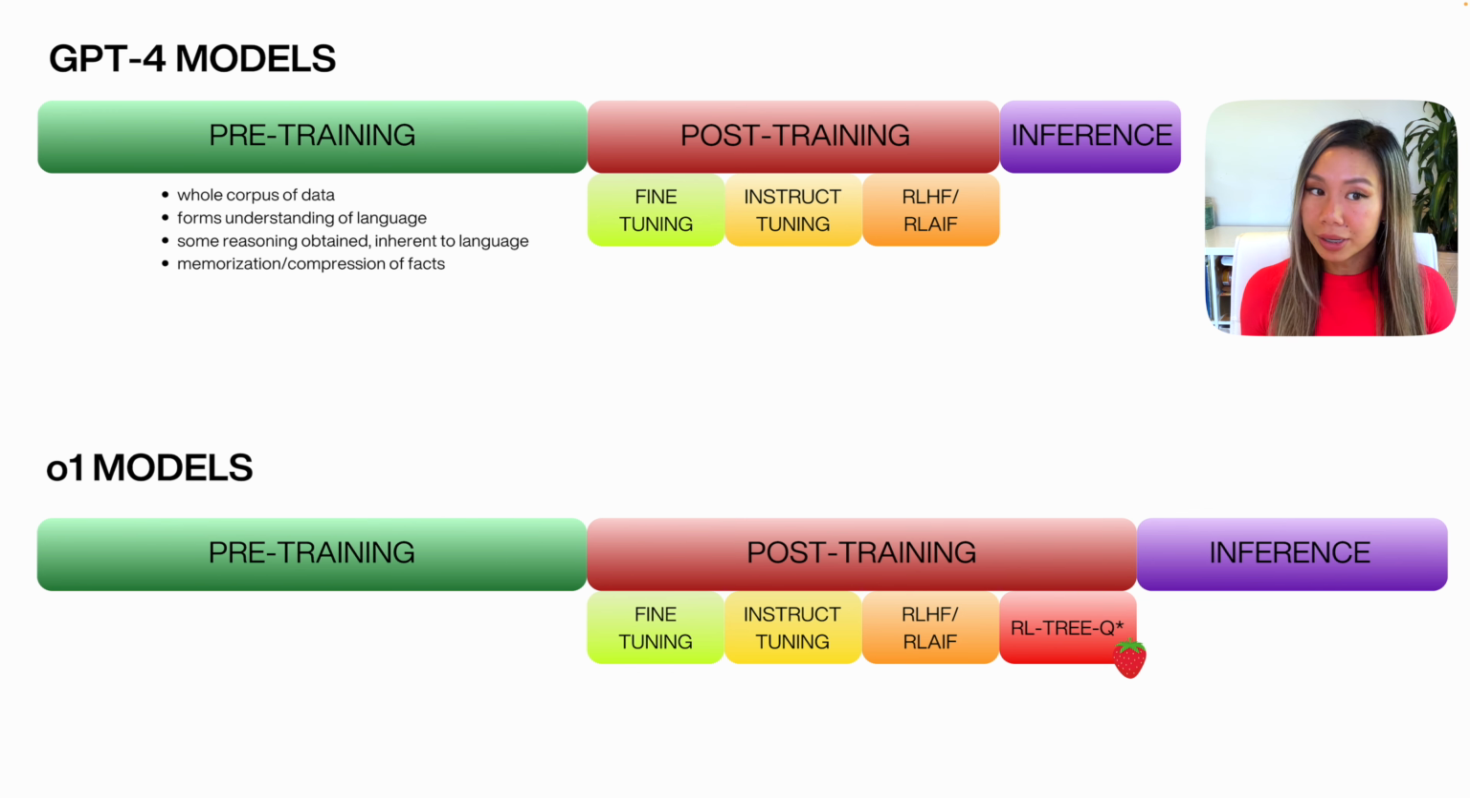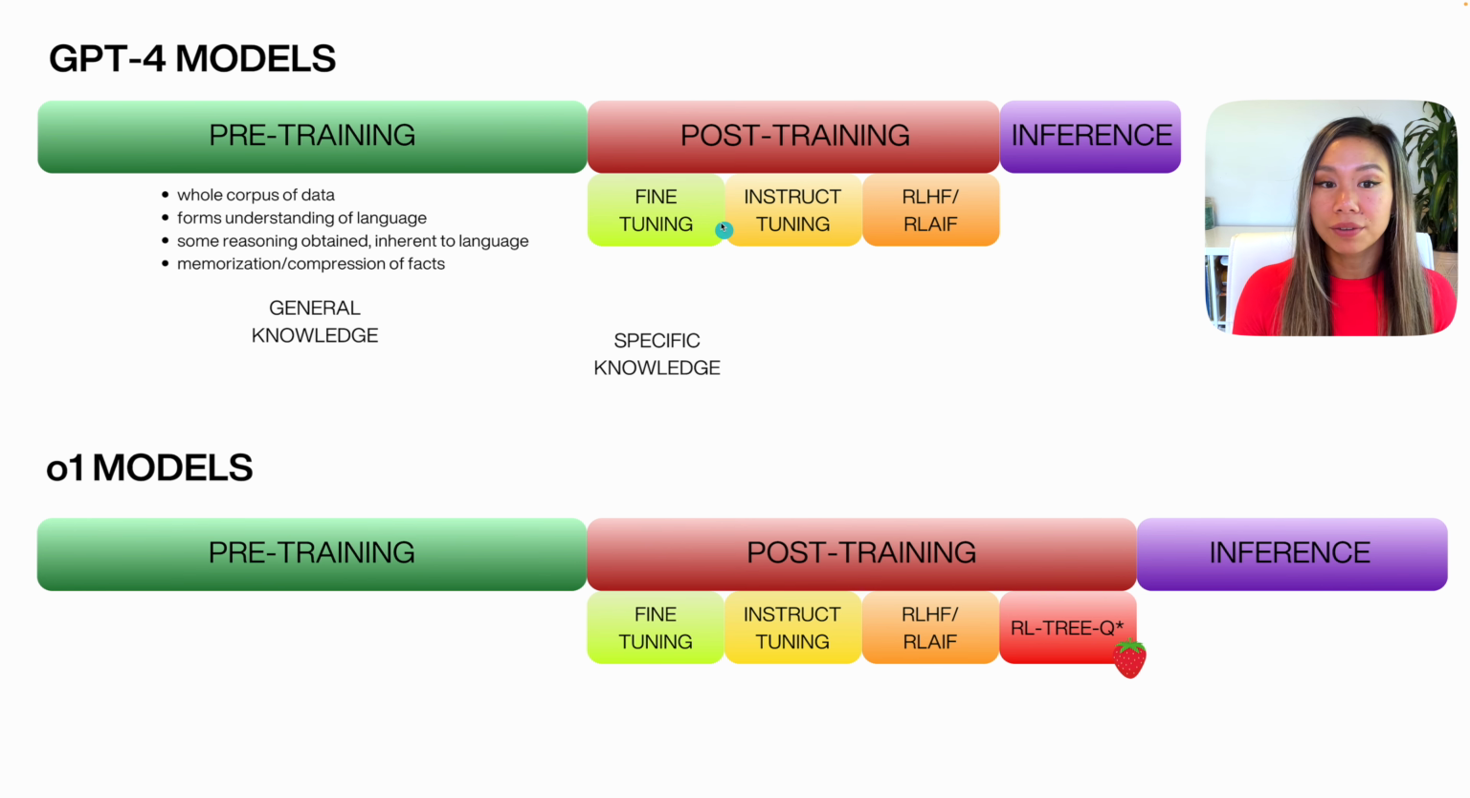And also inherent to language, the model will also obtain some reasoning abilities. Not because the model's explicitly been trained to do reasoning, but because in order to be proficient in language, you do need to make sense to some extent. In addition, the model will also memorize or compress facts into itself. And through this, GPT-4 has achieved general knowledge. And if you want knowledge that is more specific, that's what the fine-tuning step is for, when you feed it data from a specific domain or proprietary data.